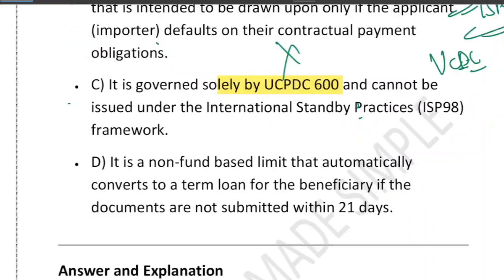So it says that it is a non-fund based limit. No, there is no automatic term loan conversion rule. So it says that it automatically converts to a term loan. No, there is no such rule.